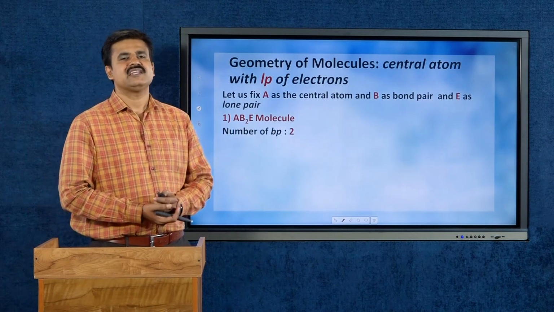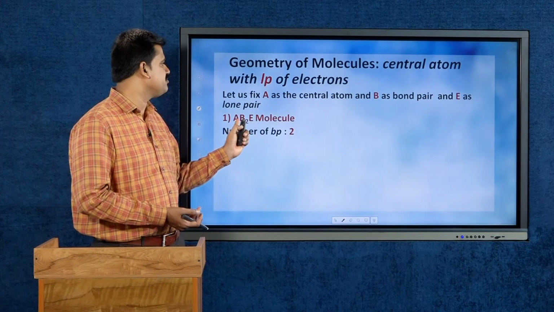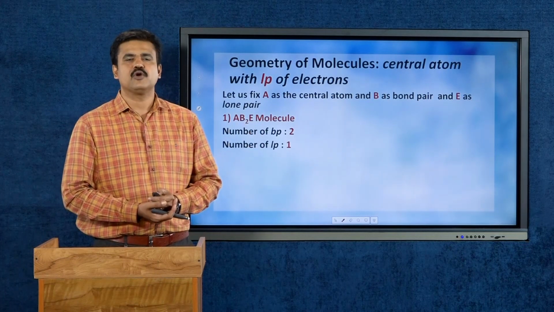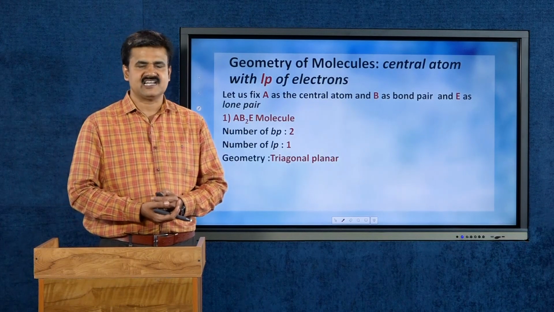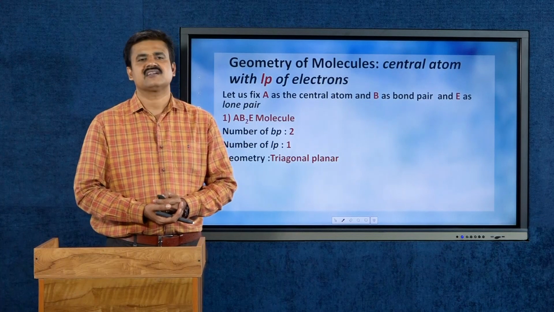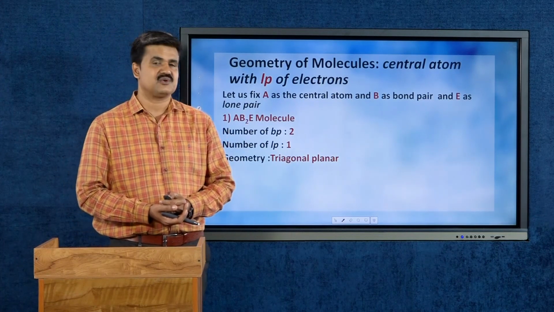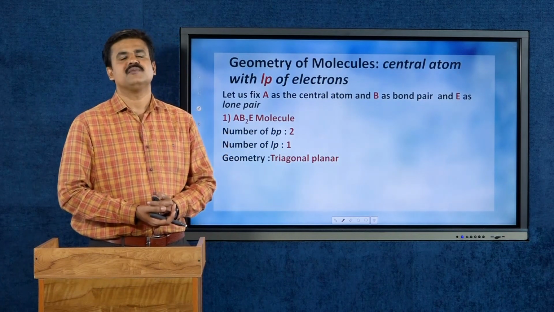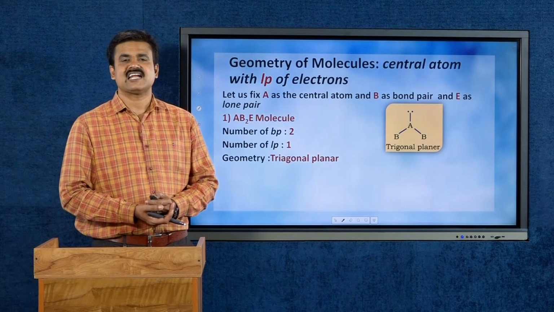From the molecular formula, it is very clear that the number of bond pairs is equal to 2 since B is 2, and the number of lone pairs is equal to 1 since E is 1, with A as the central atom. The geometry of such a molecule is trigonal planar. This is because there are a total of 3 electron pairs around the central atom. That is why the molecule prefers trigonal planar geometry. This is the trigonal planar geometry.